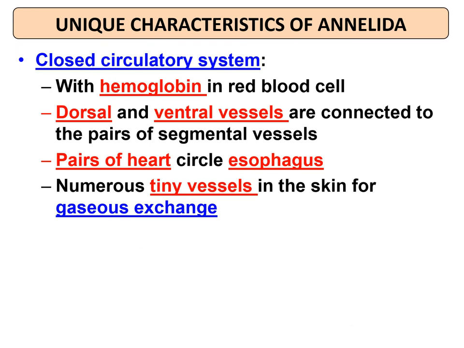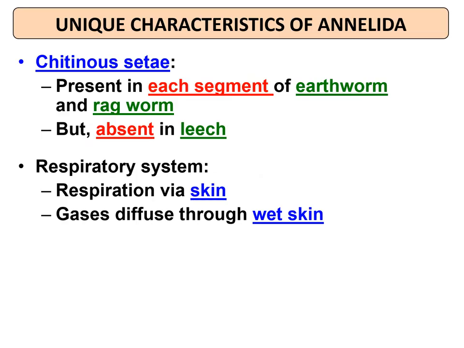Annelida have a closed circulatory system that has hemoglobin in red blood cells. So, almost similar to what we have. The difference might be the amount of the blood. The blood dia punya composition tu mungkin sedikit berbeza, but they have the hemoglobin. Dorsal and ventral vessels are connected to the pairs of segmental vessels. They have a heart and numerous tiny vessels for gas exchange.